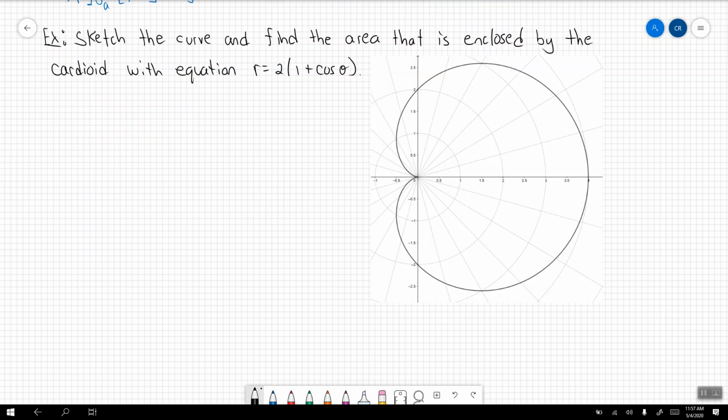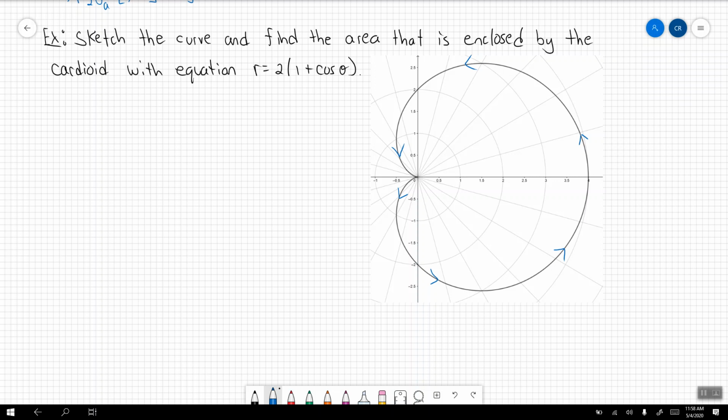So here's the graph of that cardioid with equation r is equal to 2 times 1 plus cosine of theta. Now, the traversing is moving in this direction. Now, where does it start? Well, we have to figure out where the angle measurements are going to start. Are they going from 0 to 2 pi? Are they going from 0 to pi halves? What is it traversing through?